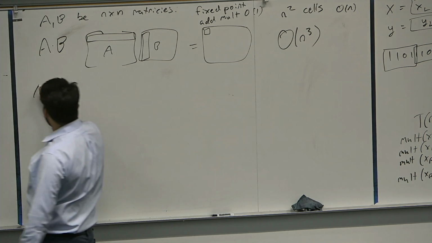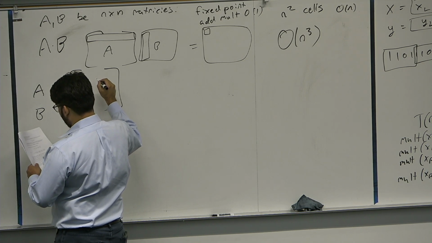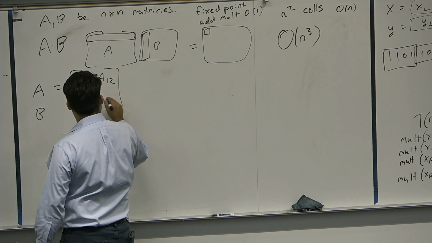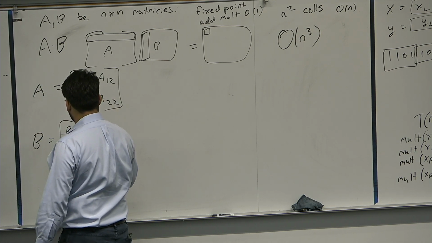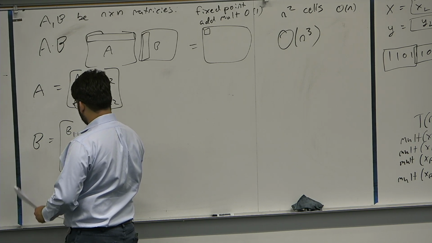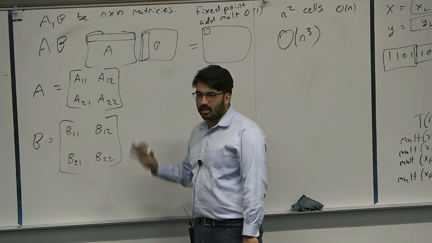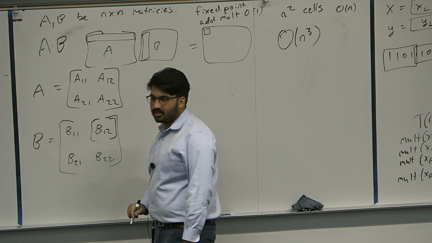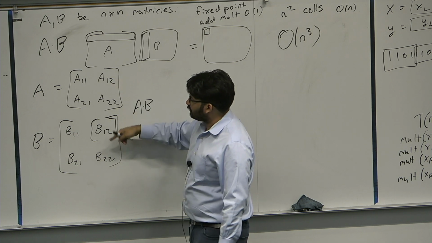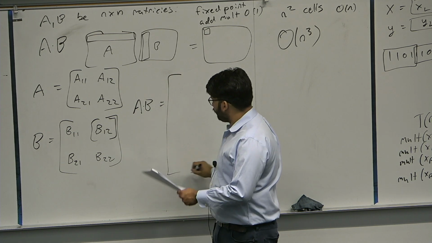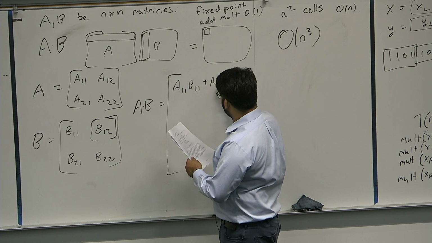So suppose that A and B are written in block form like this. The matrices are a power of 2 in size, and you can cut them in half and cut them in half again, and then you get 4 smaller matrices, each of size n over 2, right? And then through properties of matrix multiplication, A times B would be the product of these two, and if we were to work it out, it would be something like A11, B11 plus A12, B21.